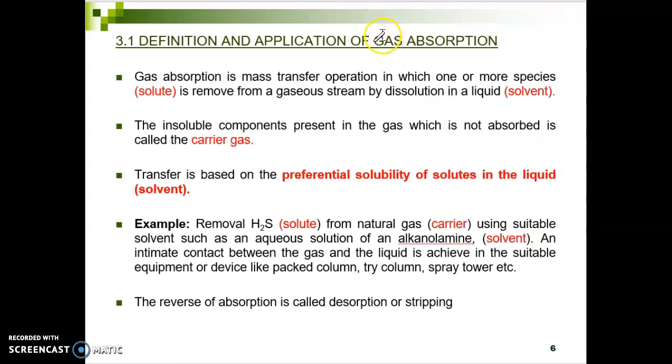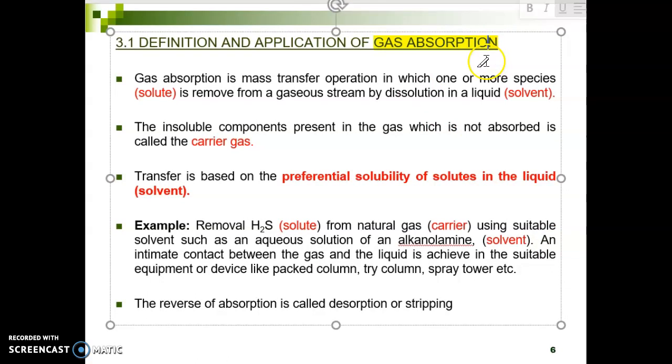When we are talking about gas absorption, that means the separation is through the absorption process. So how can the absorption occur? First, by definition, gas absorption is a mass transfer operation in which one or more species, which here we define as solute, is removed from gaseous streams by dissolution in a liquid solvent. So here you can see that we have 2 different phases, liquid and gas.